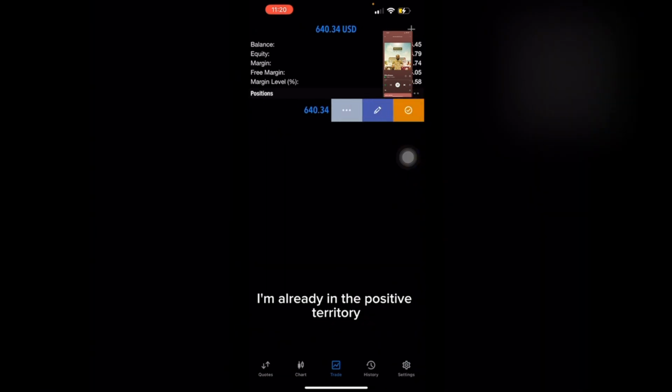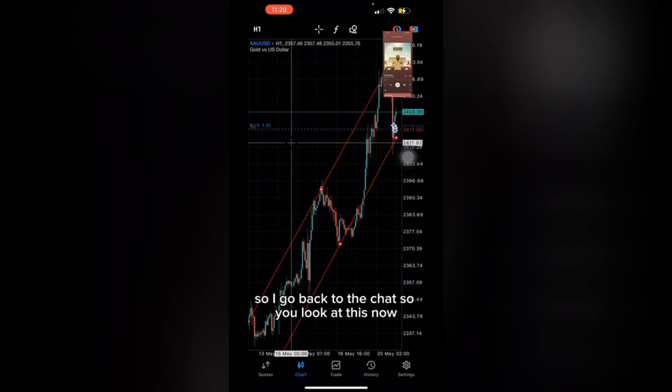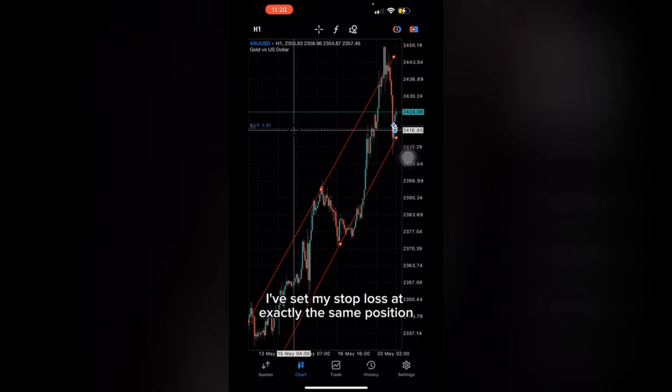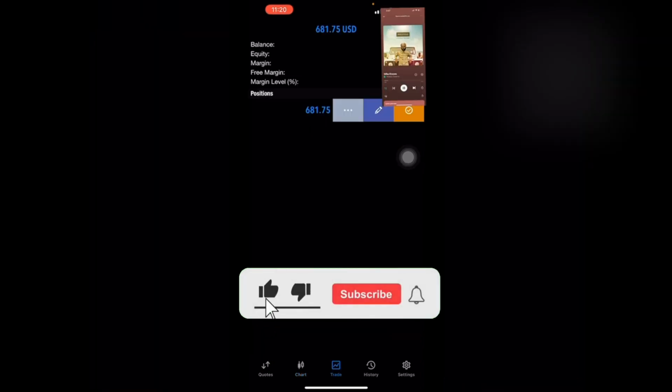I'm already in the positive territory, so I go back to the chart. So you look at this now. I've set my stop loss at exactly the same position I bought. So that's it. So let's see. We're going to keep this trade. Hopefully it gets to about 1,000 bucks, and that's it.